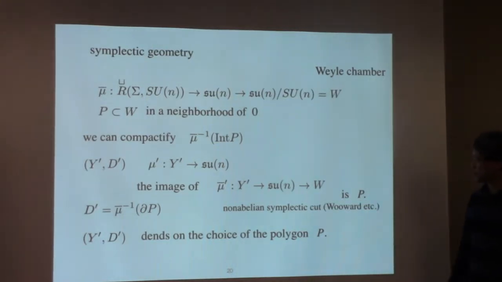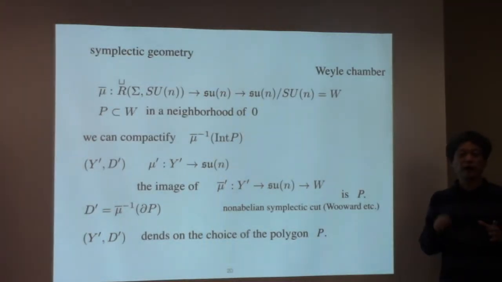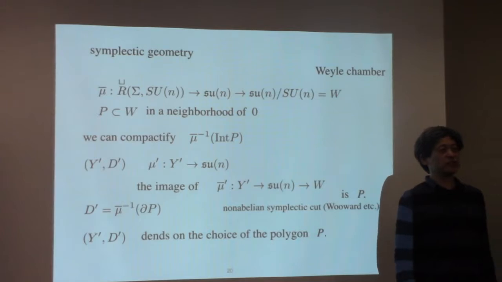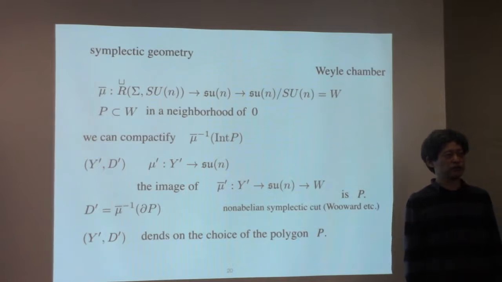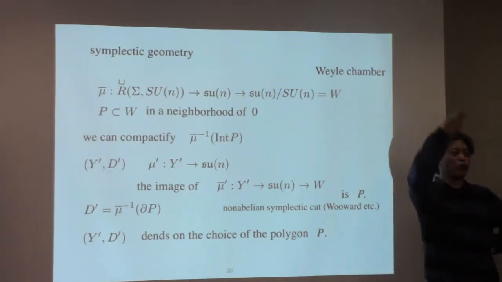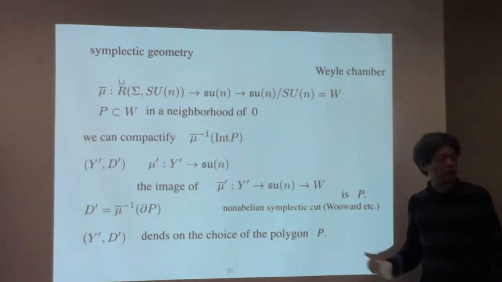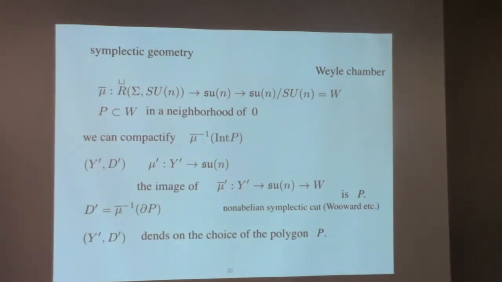This is called the non-abelian symplectic cut, and Chris Woodward also studied this kind of thing, and there are several other works. Then we are in a situation where again you have a compact symplectic manifold, divisors, and group actions. But the issue is that this symplectic manifold again depends on the choice of polygons. There are some conditions on the polygons, which have some nice property about the boundary Weyl chambers, but the choice is not unique. For example, you can blow up somewhere. We still have a compact symplectic manifold and divisors, but this choice is again not completely canonical. You have some ambiguity.